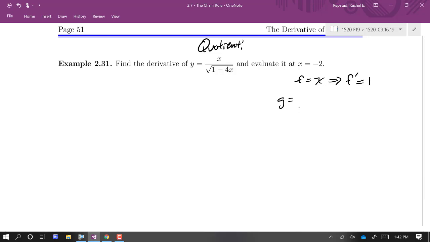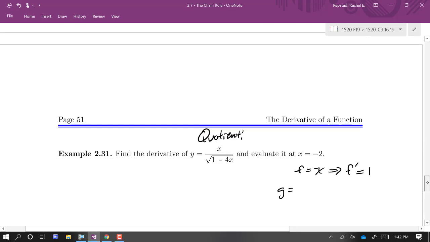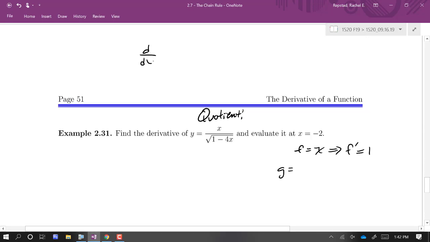Sure, but with the quotient rule, we're finding the derivative with respect to x of f over g. Like g is as it appears in the bottom. So if we're using the quotient rule, then g is 1 minus 4x to the positive 1/2. The fact that it's in the denominator is baked into what the quotient rule is. Yep.